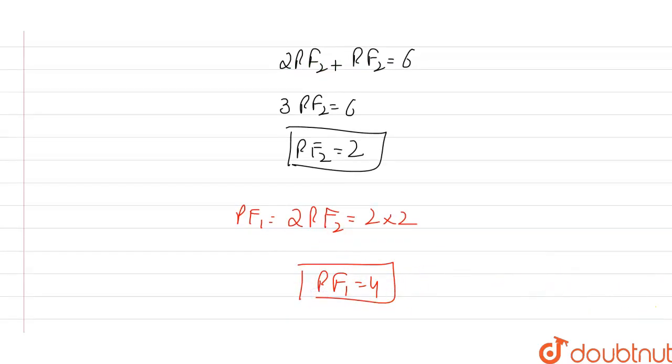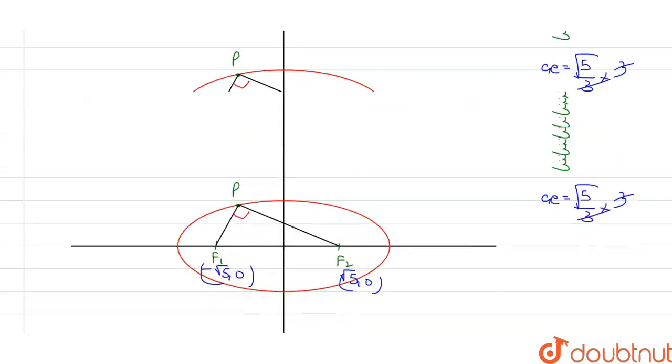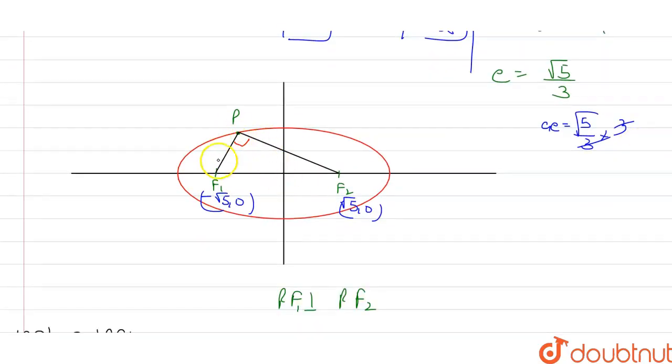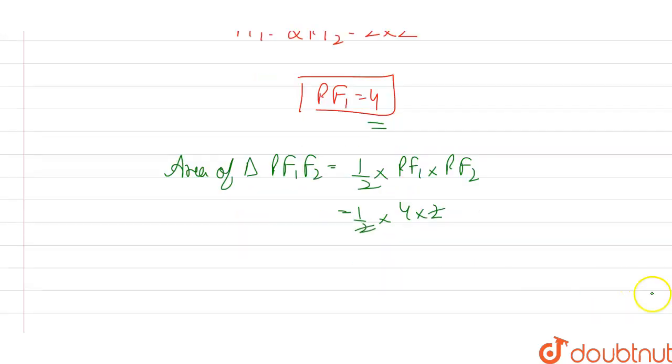Now the question says I have to find the area of triangle PF1F2, which is half into base into height. If I go to the triangle, clearly this is a right angle triangle, so PF1 is my base and PF2 is my height. The value of PF1 is 4 and PF2 is 2. So this becomes half into 4 into 2, and the 2 cancels out, so we get the area as 4 square units.